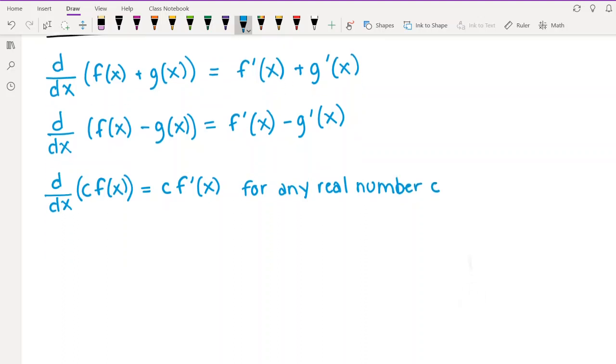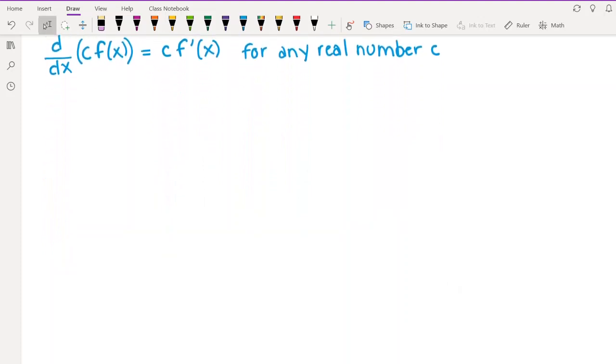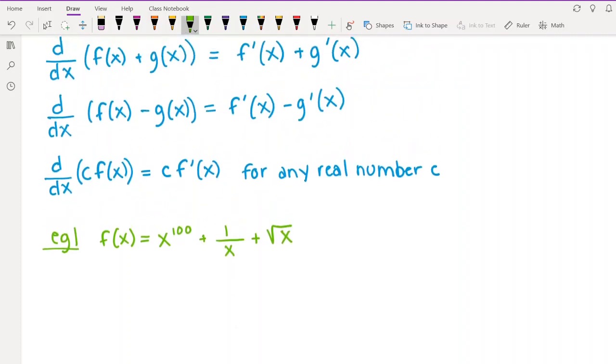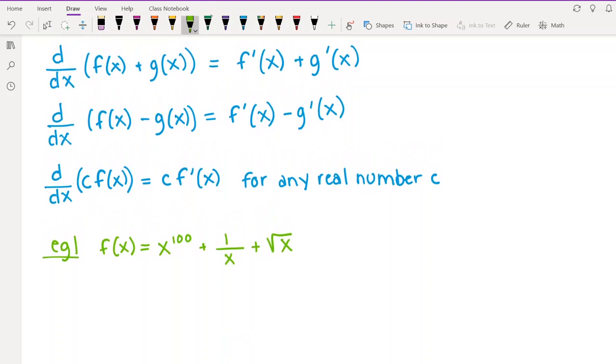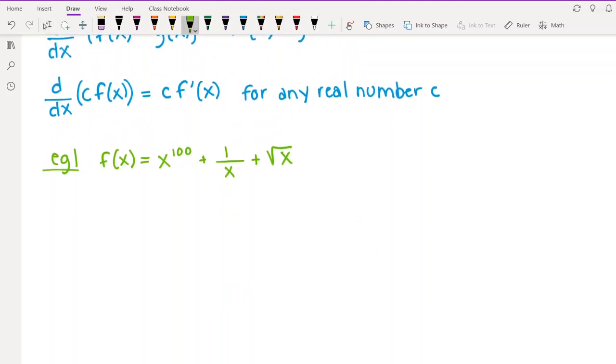Okay, so let's look at some examples of how this actually works. Let's say you wanted to take the derivative of the function f of x is equal to x to the 100 plus 1 over x plus square root of x. The first rule that we wrote down, this addition rule, tells us that we can just take the derivative of each of these things individually. We already did these three, so I'm not going to go through the work for them. We got 100x to the 99 for the first one. The second one we got negative, so I should subtract 1 over x squared, and then the last one we got 1 over 2 root x. So that would be our derivative.